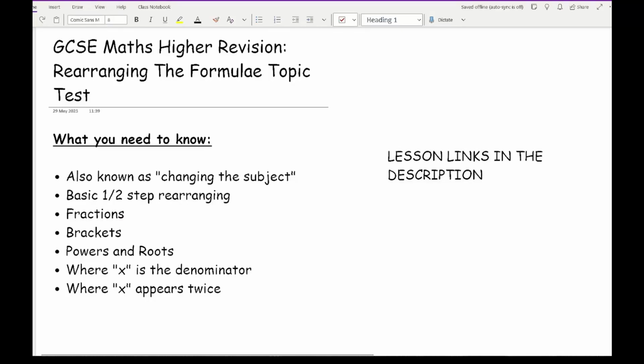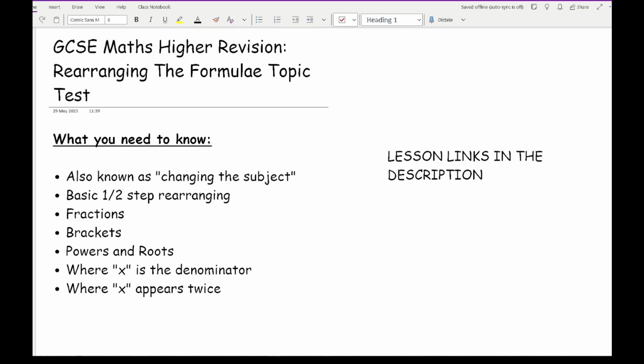Now, before we get started working through some past exam questions related to rearranging the formula, let's just have a quick overview of what it is you need to know. The first thing is that rearranging the formula is also known as changing the subject, as that's basically what you are doing in each of the questions.